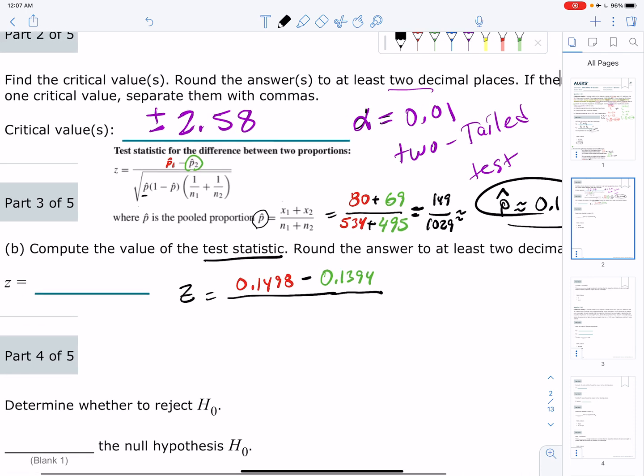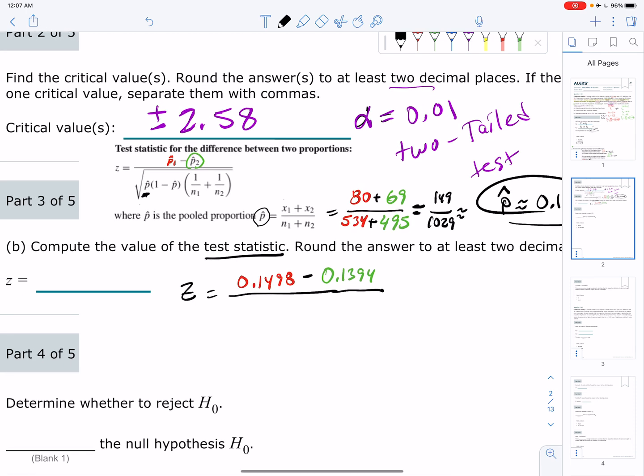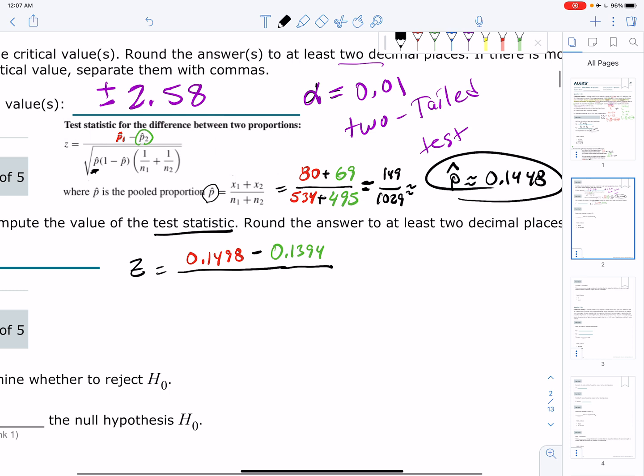That p hat goes right here in the formula. So now that's what I have. I've got 0.1448. That gets multiplied by its complement. So you just take 1 minus 0.1448. And when you get that, it's just its complement. That's 0.8552. Now that gets multiplied by this little expression right here.